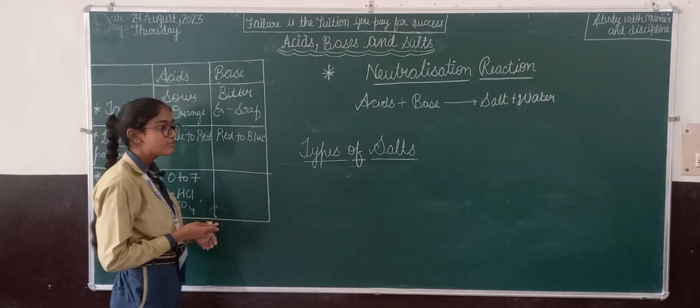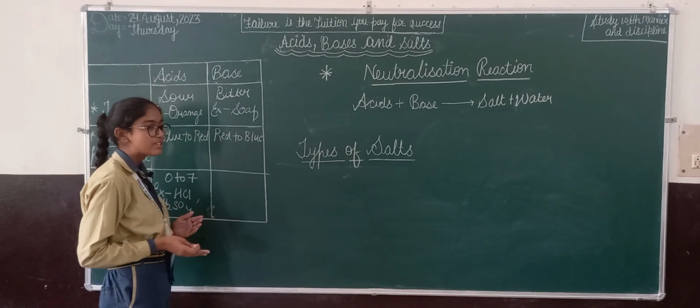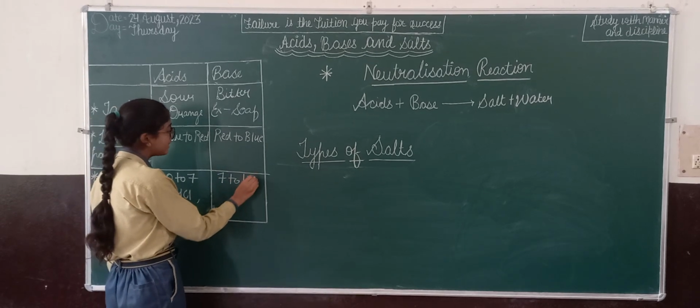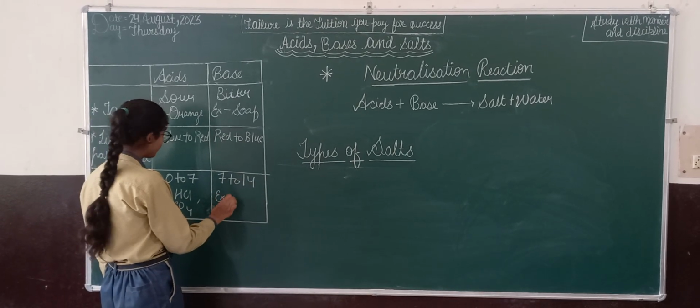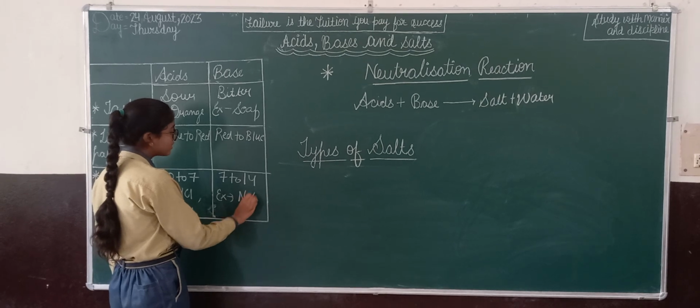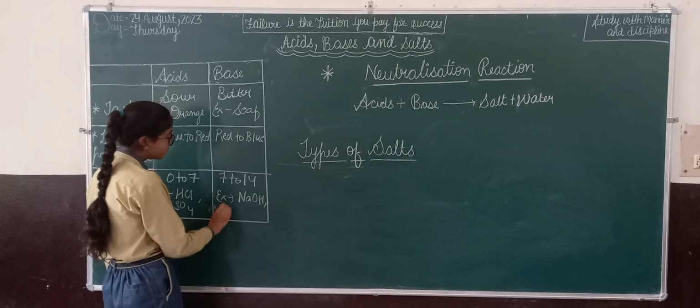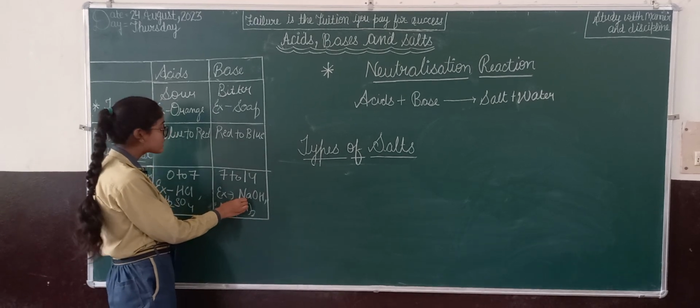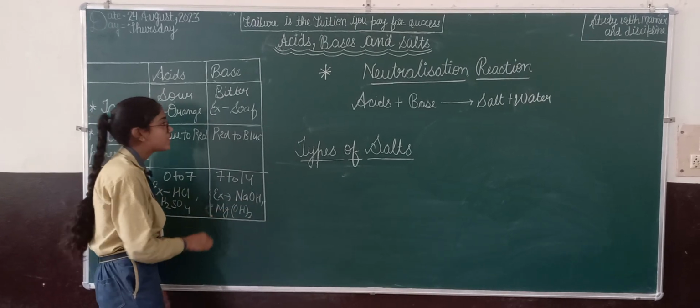Now base, the substance in which pH value lies between 7 and 14 is classified as basic in nature. For example, NaOH and Mg(OH)2. This is sodium hydroxide and this is magnesium hydroxide.